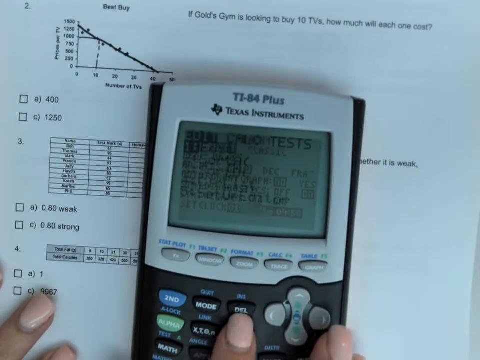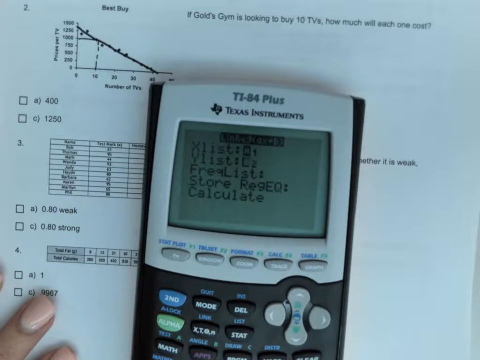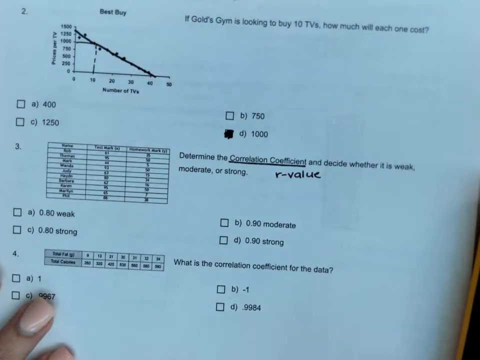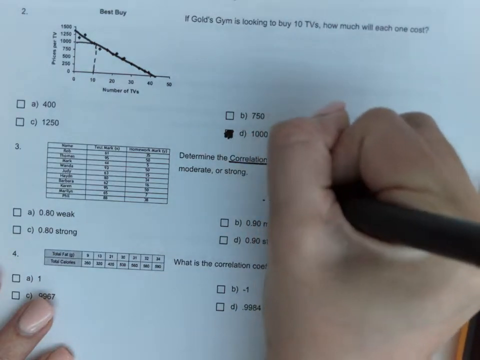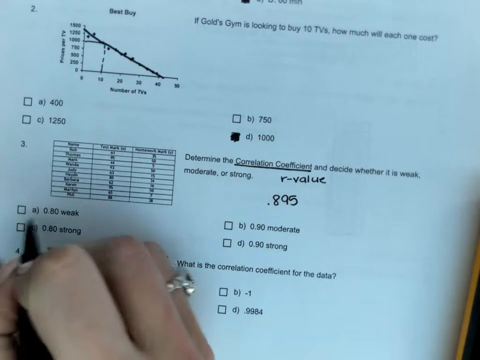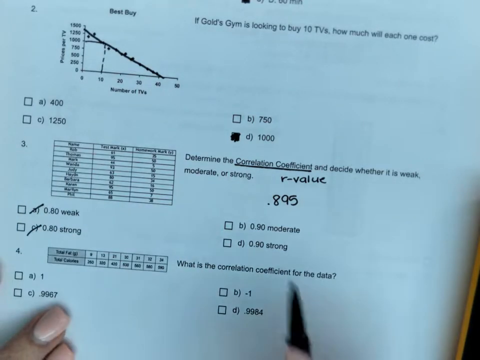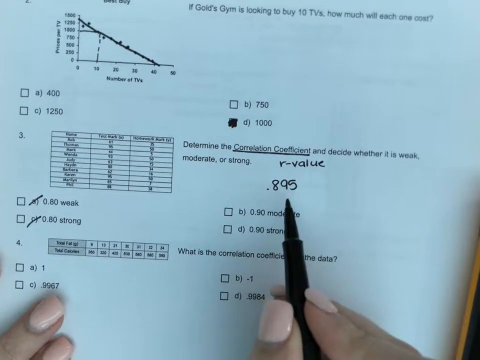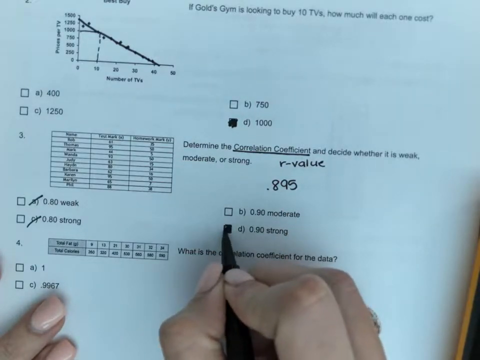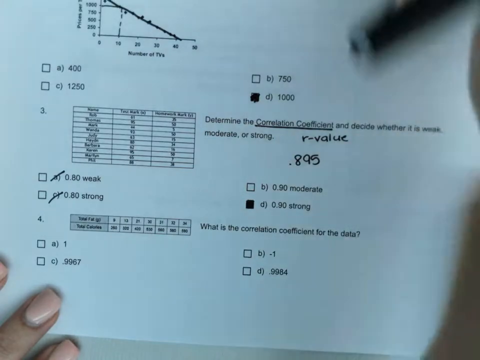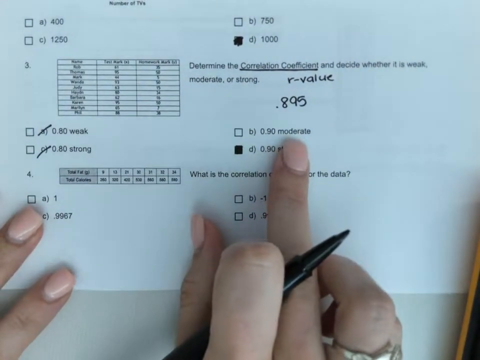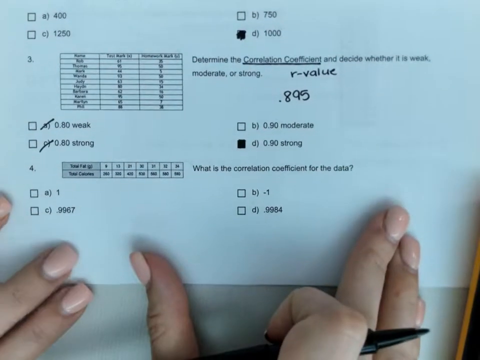Then I do my normal Stat Right 4. So my R value is 0.895, which would round up to a 0.90. So I know it's not A or C. And then the closer it is to either positive 1 or negative 1, the stronger it is. So 0.9 is pretty strong. It's close to 1. Moderate would mean it's somewhere between 0.4 and 0.6, kind of in the middle.